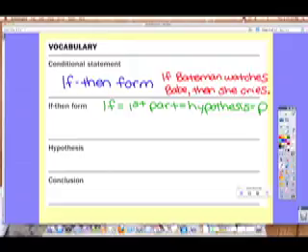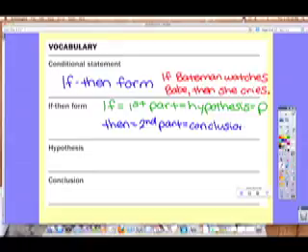Okay, so the then part is the second part of the sentence, which is the conclusion, which stands for what letter, guys? Q. It's the Q. So when you see the Q, it's talking about the then part. So under hypothesis, just remind yourself that hypothesis is the P, conclusion is the Q.